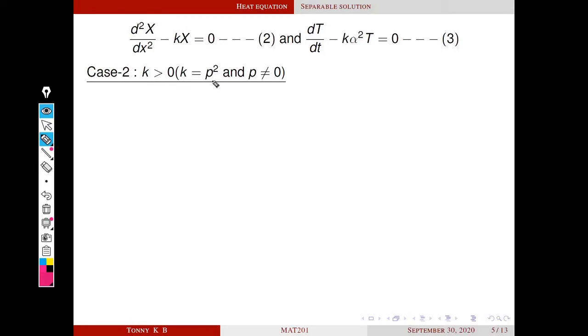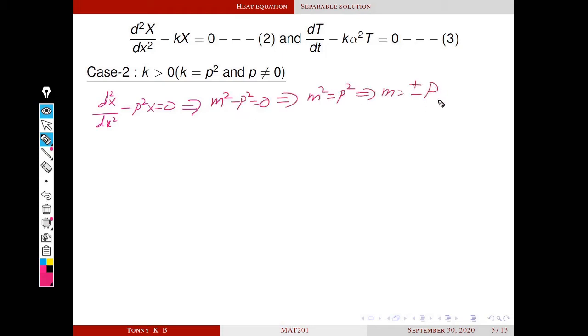Case 2. In case 2, we assume that k is positive. That is, k is equal to p square and p not equal to 0. So equation 2 becomes X double dash minus p square X equal to 0. Its auxiliary equation is m square minus p square equal to 0, so the roots are plus or minus p. So the solution of this differential equation is X equal to c4 e to the power px plus c5 e to the power minus px.